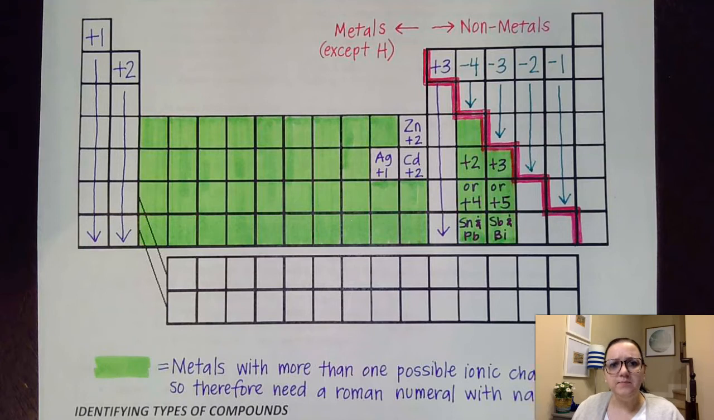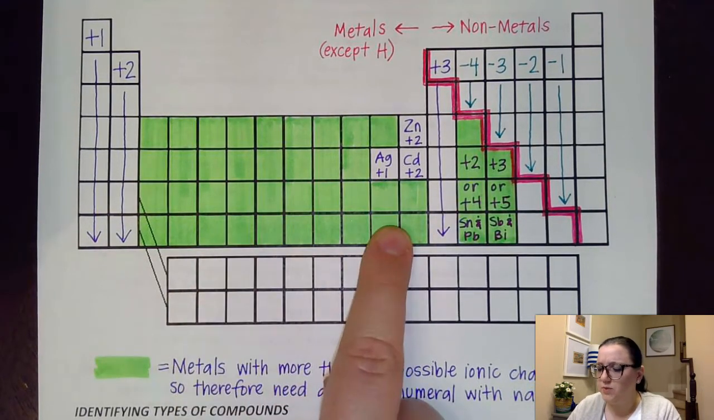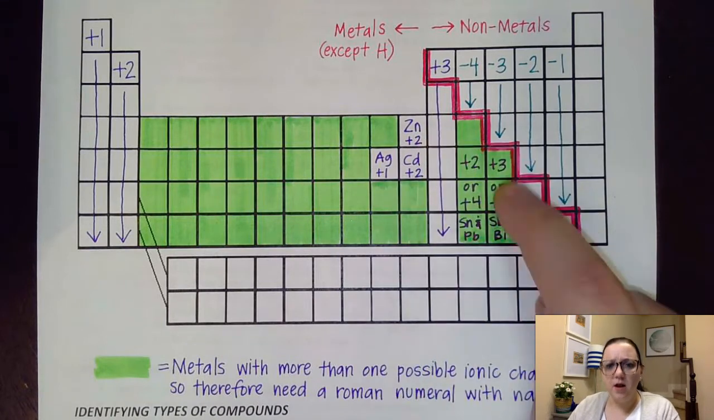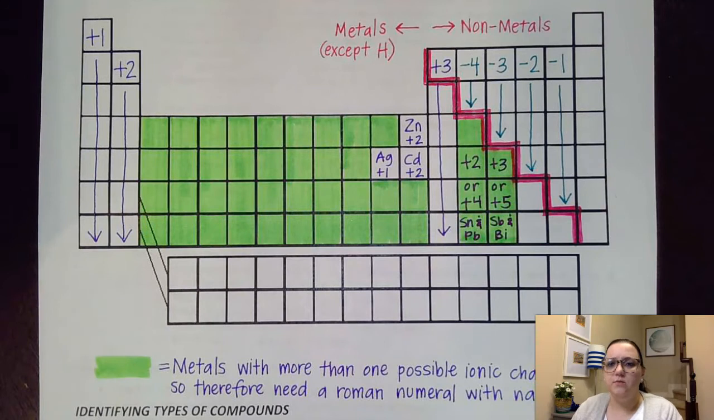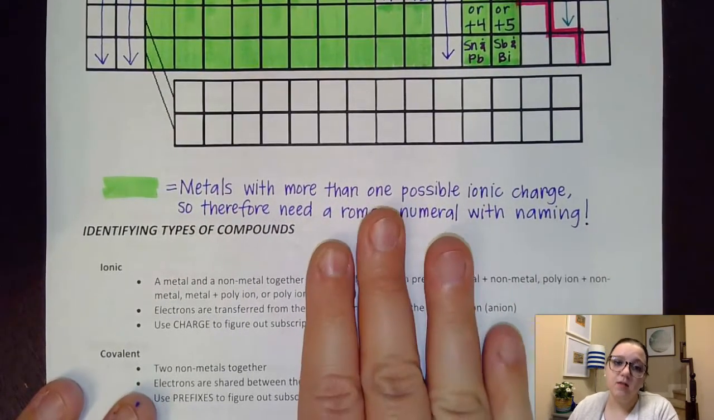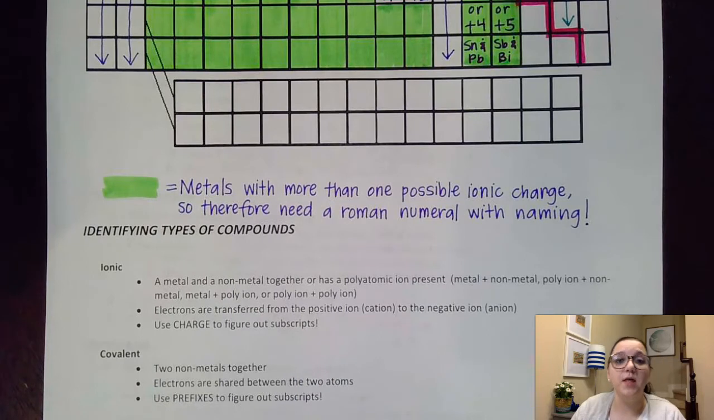However, you notice one of the other things that I did on this table is I highlighted some of these elements. I've highlighted all the transition elements with the exception of zinc, cadmium, and silver. And then I also highlighted those sections underneath group 14 and group 15 where we transition over to the metals. The reason why is that these are all metals that have more than one possible charge. And if I have a metal that has more than one possible charge, that means that when I name the ionic compound, I must include a Roman numeral.